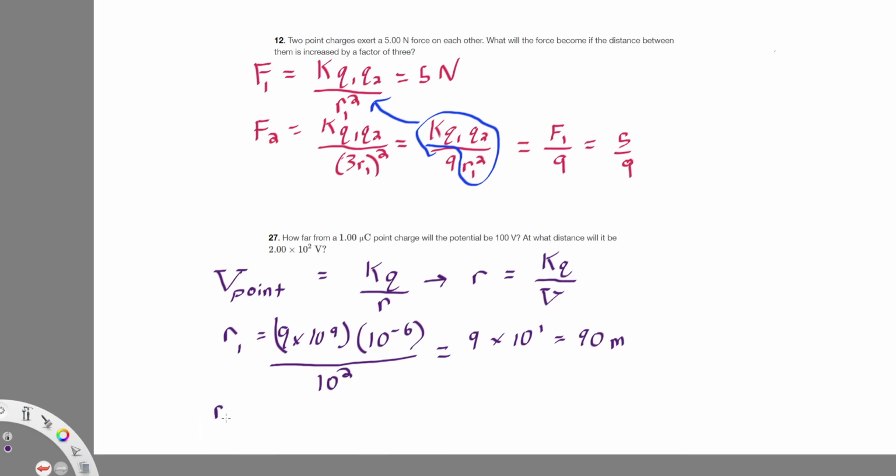The second distance, very similar. They are just trying to catch you up with scientific notation. But it's 2 times 10 to the 2, that's 200. So at 100 volts, you'll get 100 volts at 90 meters. So if you want twice as much voltage, you have to go to half the distance.